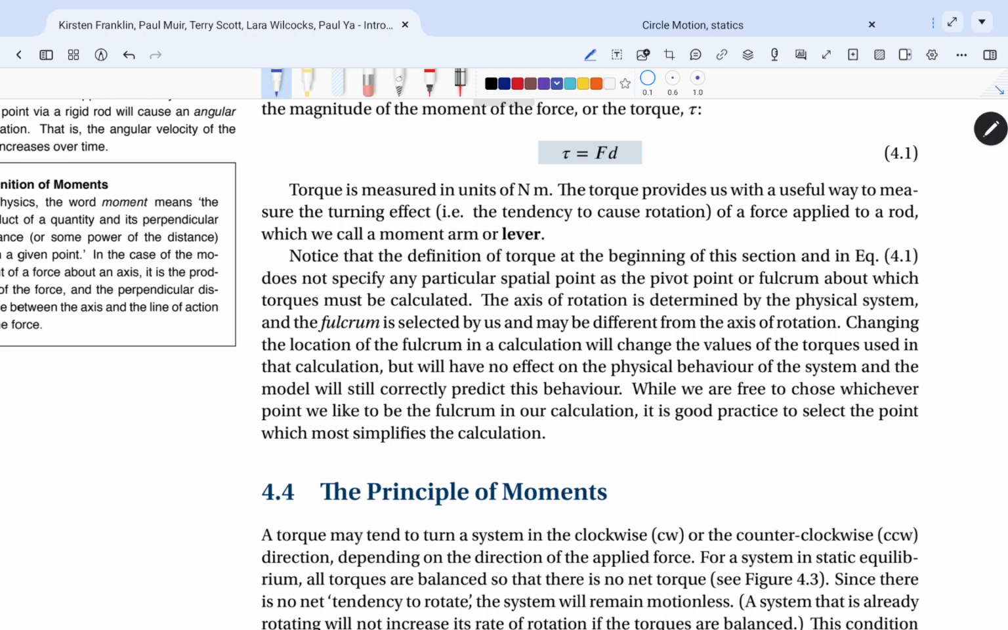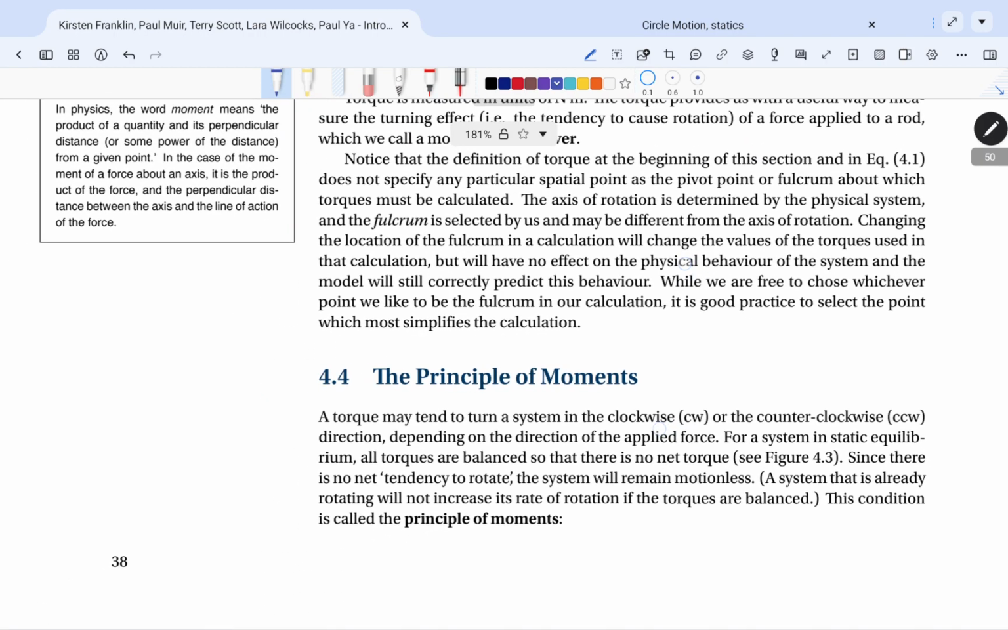We should read this. Notice that the definition of torque at the beginning of the section and in equation 4.1 does not specify any particular spatial point as the pivot point or fulcrum. What a word, fulcrum, about which torques must be calculated. The axis of rotation is determined by the physical system, and the fulcrum is selected by us. It may be different from the axis of rotation. Now, let me skip this.